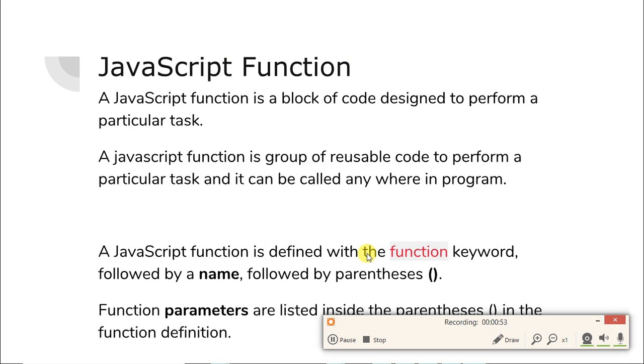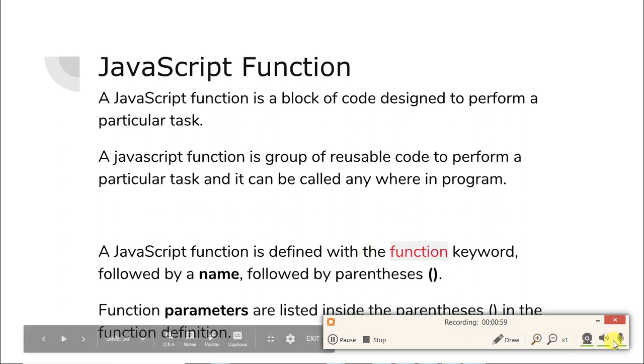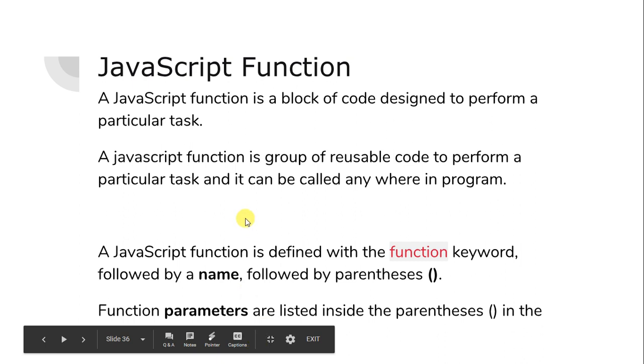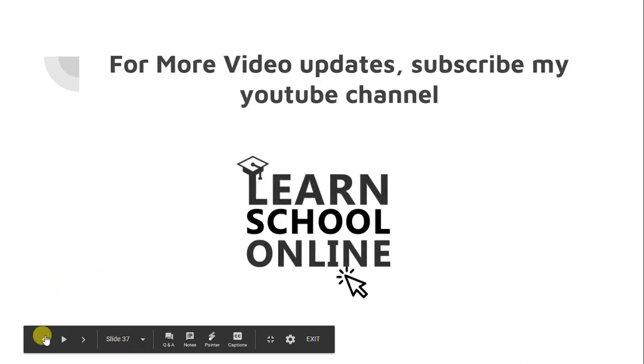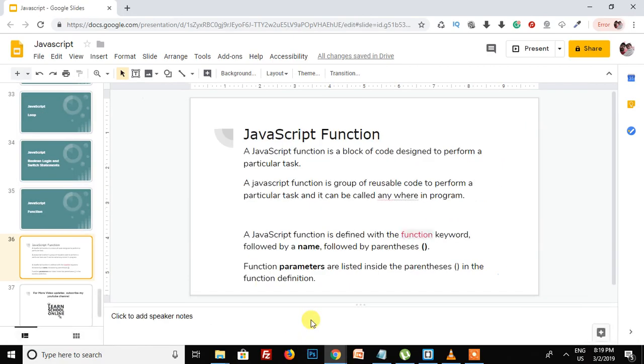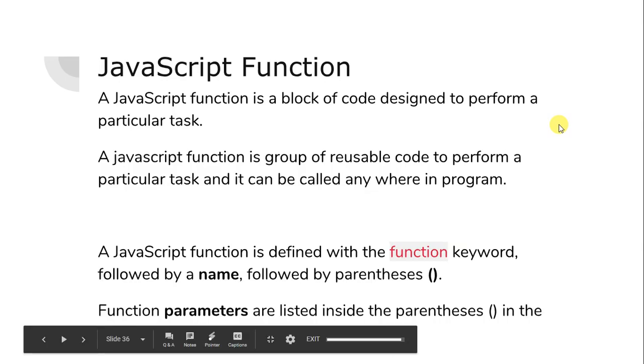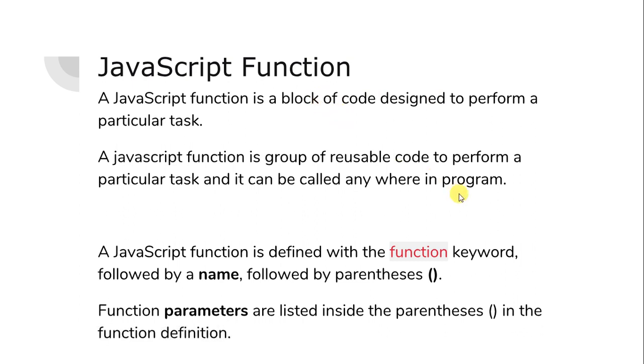A JavaScript function is defined with the function keyword, followed by the name, followed by parentheses. Function parameters are listed in the parentheses in the function definition. So this is the basic definition of a JavaScript function. Now I'm showing you how a JavaScript function is used in code.